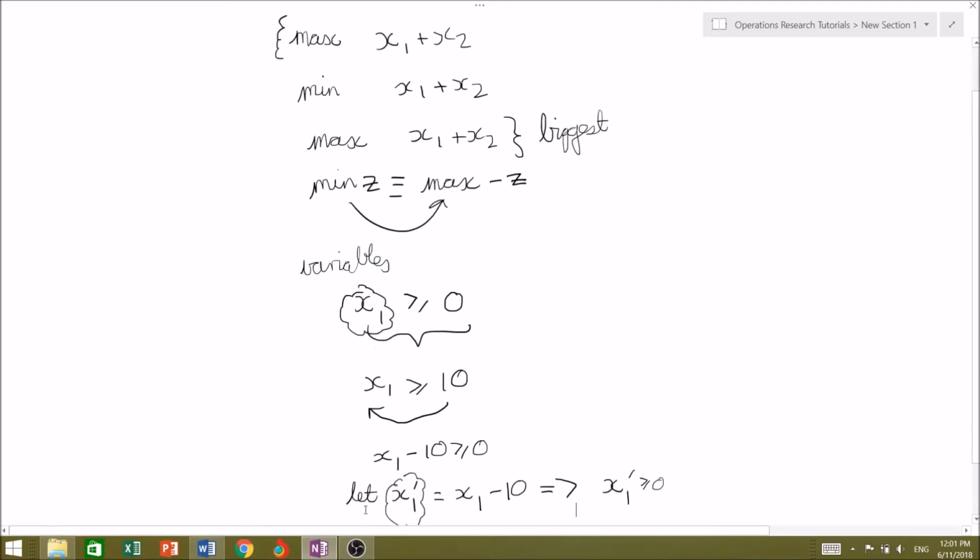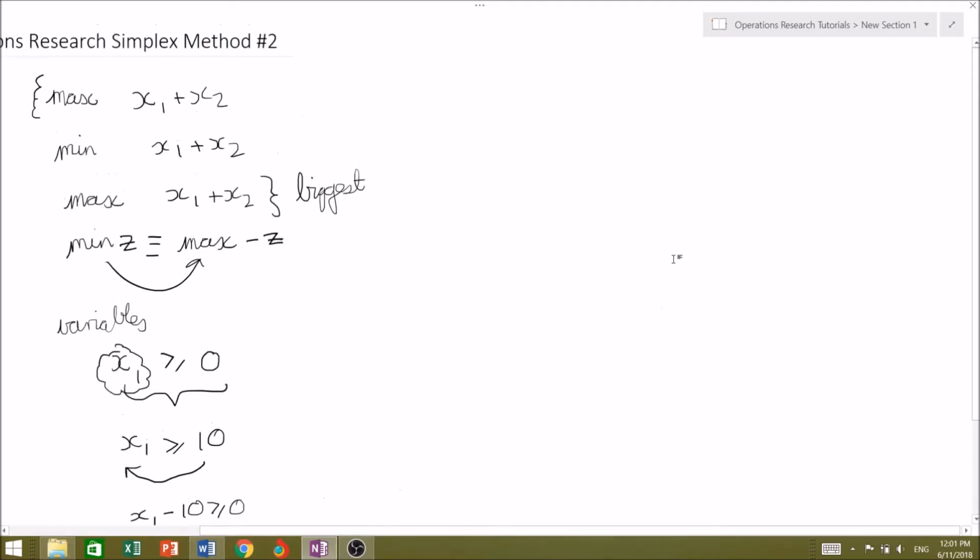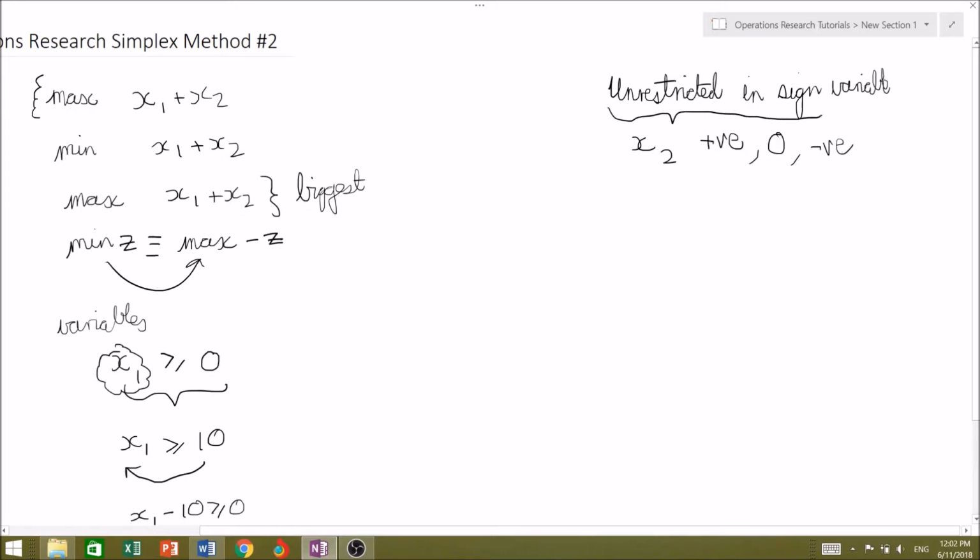Now another concept that is very important is an unrestricted in sign variable. Unrestricted in sign. Well, what that means is our variable, we can call it x2 in this scenario, x2 is unrestricted. It can be positive, it can be 0, or it can be negative. It's unrestricted. Its sign does not matter. It can be positive, 0, or negative.